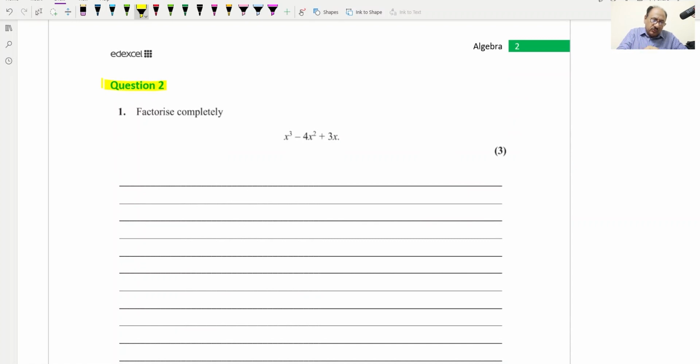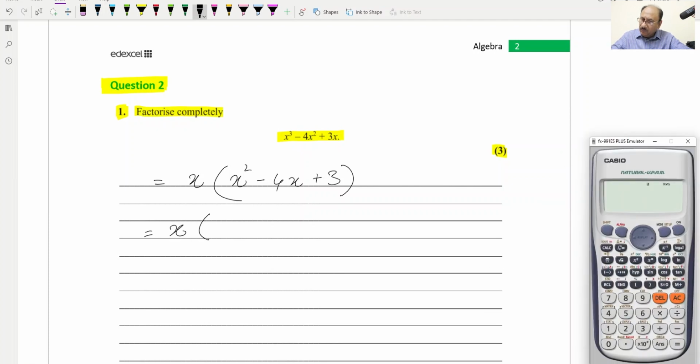This is question number 2. This question number is of this file, whereas this question number is past paper question number. So this is just for explanation. Now factorize completely. We have to factorize this one, and this is 3 marks question. You can see this is basically cubic equation, but each term is containing x, so we can easily take x common. So if we take x common, the remaining portion inside will be x square minus 4x plus 3, and now this inner portion is quadratic equation, so we can keep x as it is, and this quadratic equation we can solve, and we can take help from the calculator also.